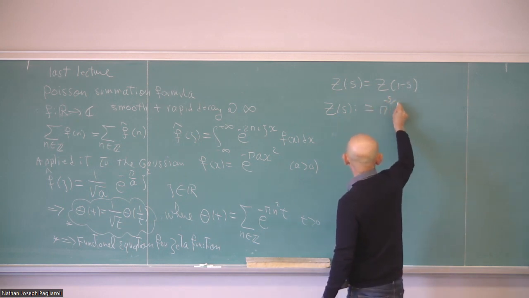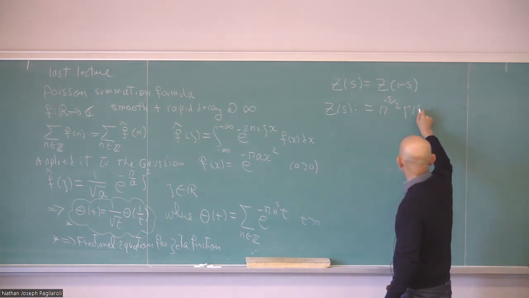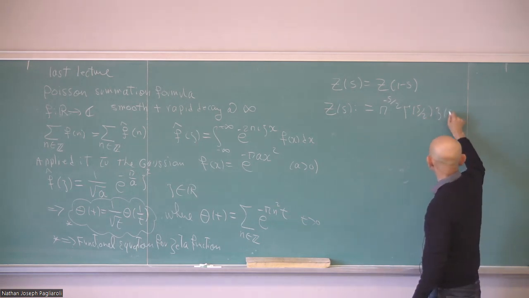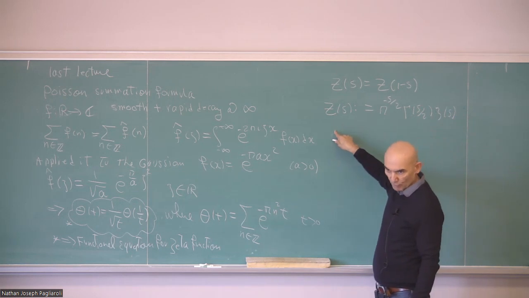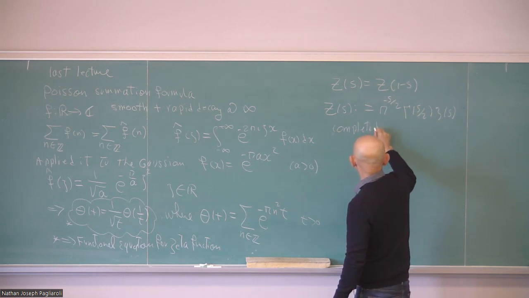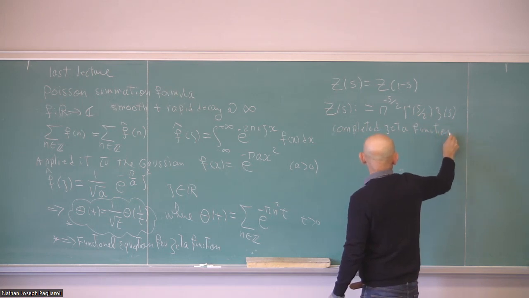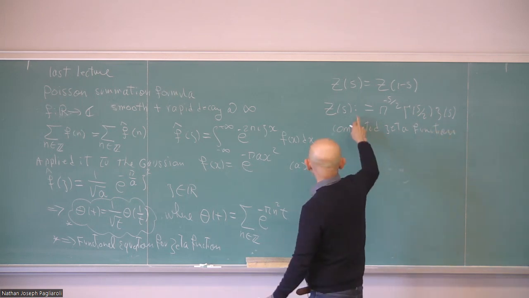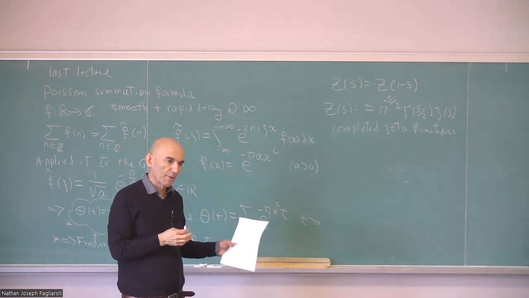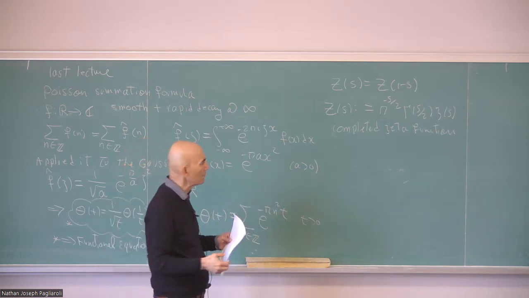pi to the power minus s over 2. What's the next factor? Gamma of s over 2. The next factor is just zeta, right? And this is called the completed zeta function. In fact, not only did we derive this, we also derived the analytic continuation of zeta to the whole complex plane, except 1. And at 1, we know that it has a pole, a simple pole, and all that.